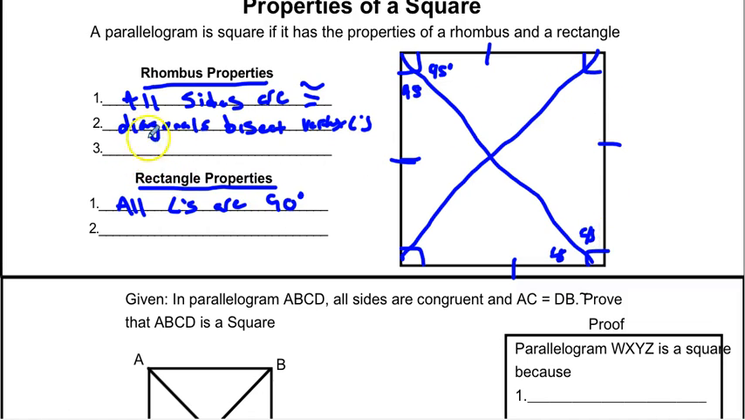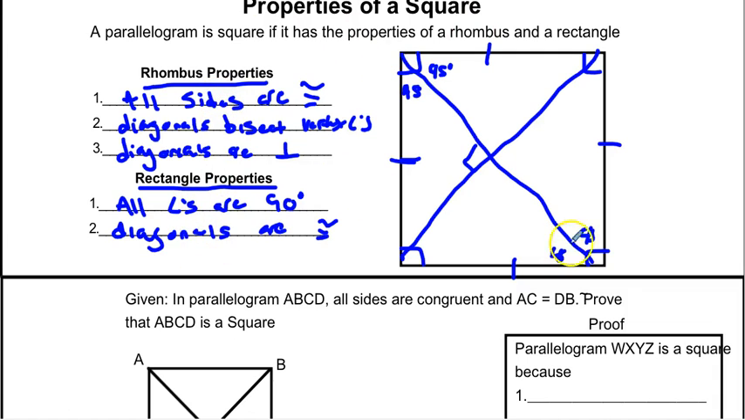Now we also know that diagonals are perpendicular. So guess what? These are all 90 degrees as well. So this square has all the rhombus properties and it also has all the rectangle properties. So all angles are 90 degrees, and we also know the diagonals are congruent. We just learned that. So that's the thing about a square. It has all the properties. It has the square property, it has the rhombus properties, the rectangle properties, and it has the parallelogram properties.